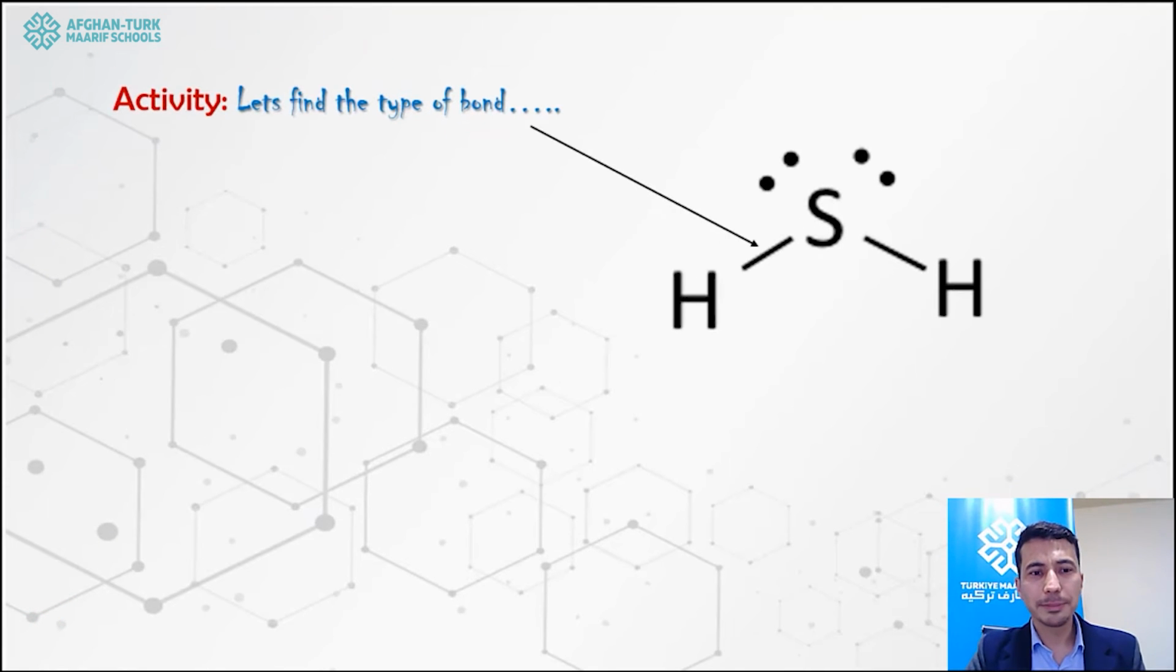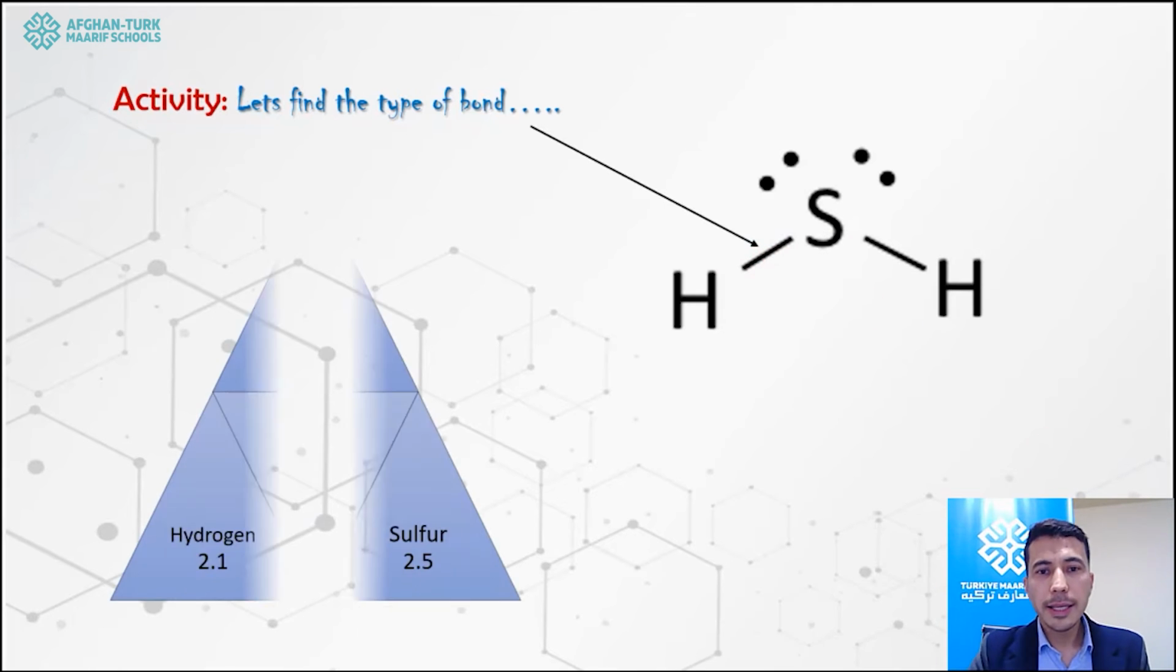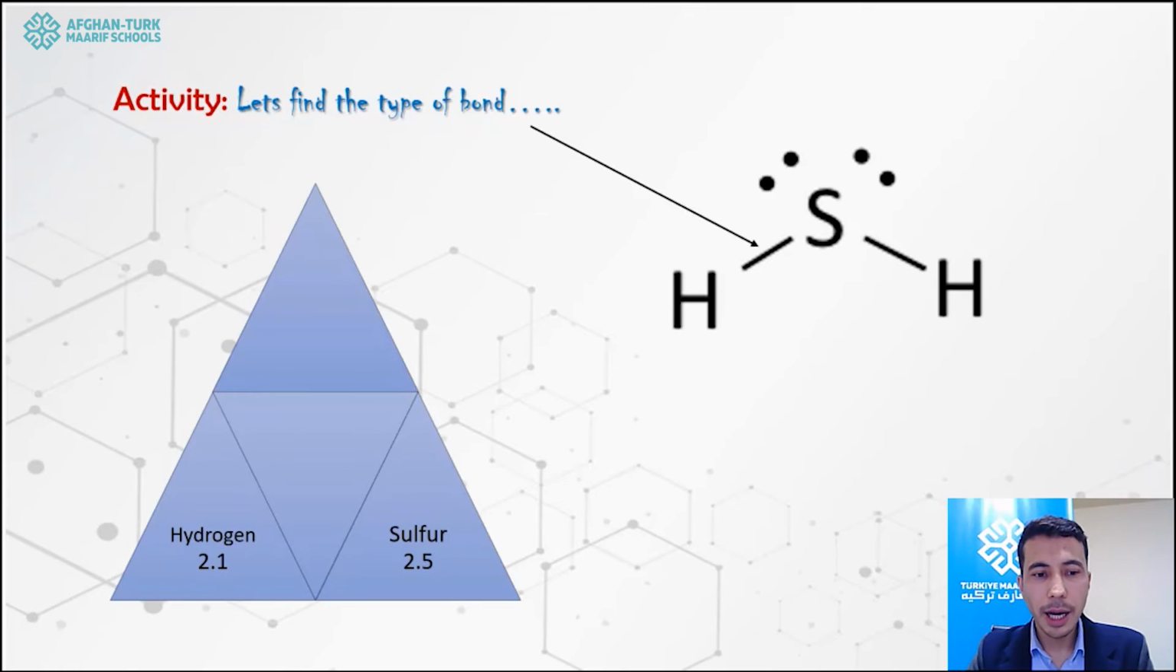For the first one, let's find the type of bond. This is sulfur, this is hydrogen. There's a bond between them. Let's find if this bond is polar or non-polar. Let's see the electronegativity of sulfur and hydrogen. The electronegativity of hydrogen is 2.1. For sulfur, 2.5. The difference between them is 0.4 exactly. Do you remember what kind of bond it will be if the difference of electronegativity is 0.4?